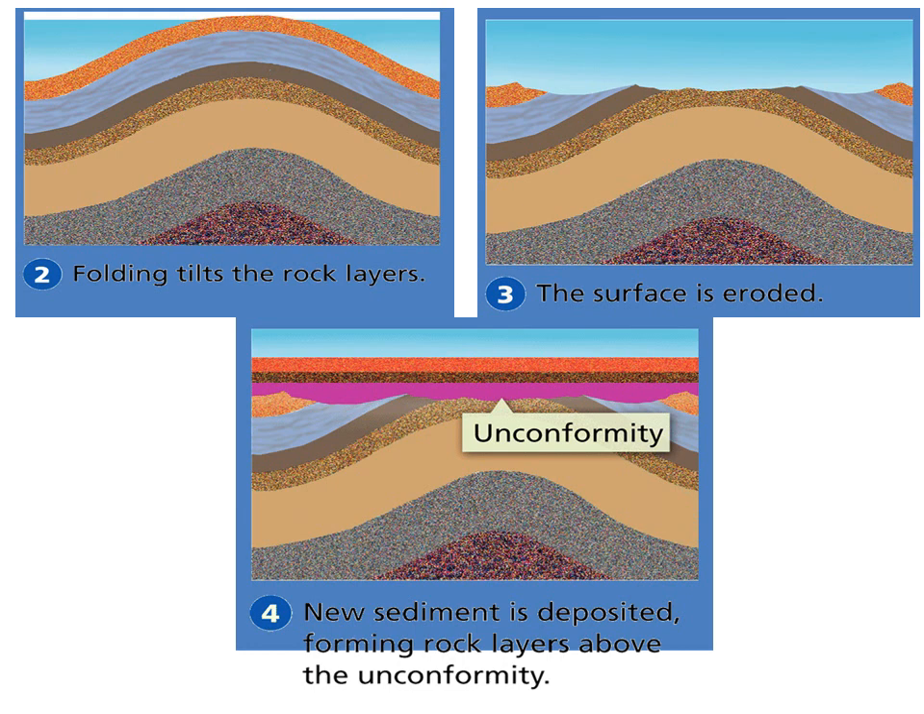building new rock layers. The surface where new rock layers meet a much older rock surface beneath them is called an unconformity. An unconformity is a gap in the geologic record. It shows where the rock layers have been lost due to erosion.